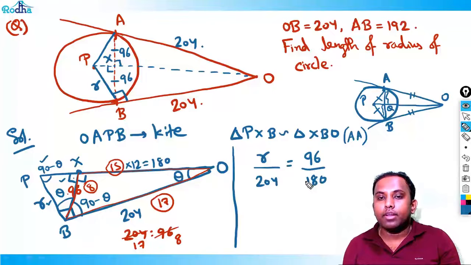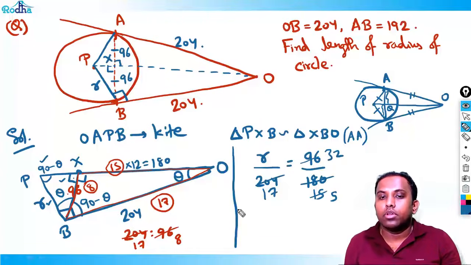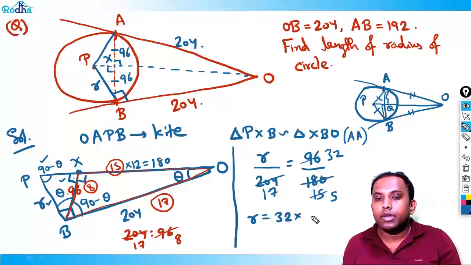Then simply cancel it out. 12 will go 15 times, 12 will go 17 times. Now 96 by 15, cancel by 3: 5 and this will be 32. So R becomes 32 into 17 by 5. If there is no calculation mistake, I hope it is correct. So 32 into 17 by 5.